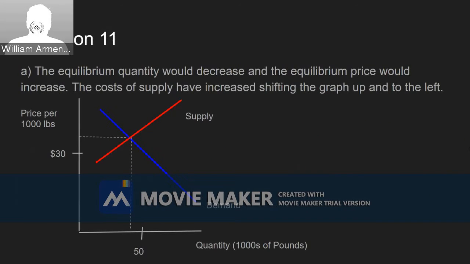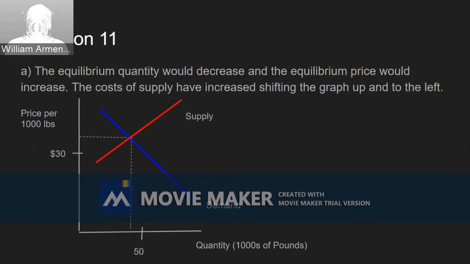For question 11, it asks what will happen to the equilibrium quantity and the price if the wages of sugarcane harvesters increase. So that would shift the supply graph up, causing the quantity to decrease and the price to increase.